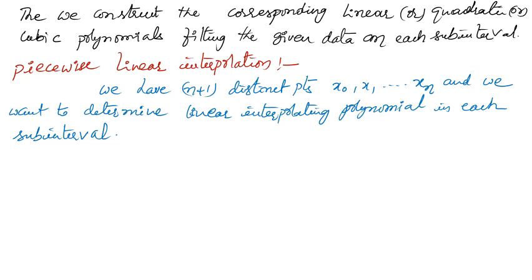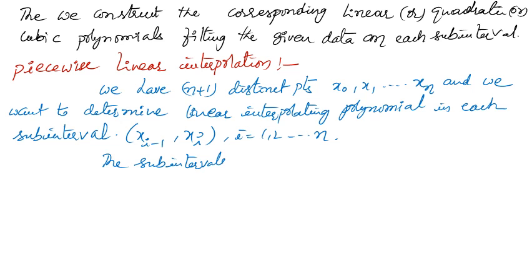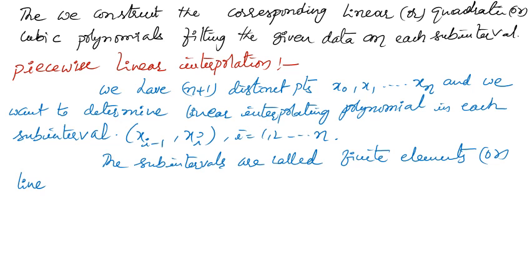Okay. Then in each subinterval, what is the subinterval? [xi minus 1, xi] for i equal to 1 to n. The subintervals are called finite elements, or one can say, in simple words, line segments.